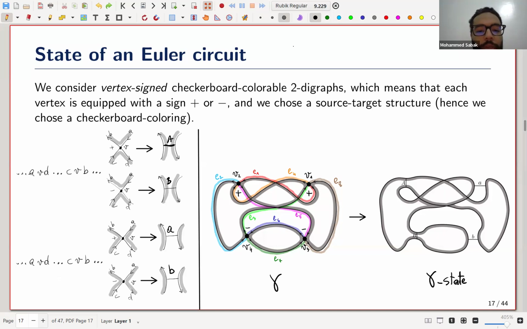So if we merge an Euler circuit at each vertex, then we get what we call the state of the Euler circuit. So here I have the Euler circuit gamma from earlier, and here I have the gamma state with its four markers labeled accordingly.